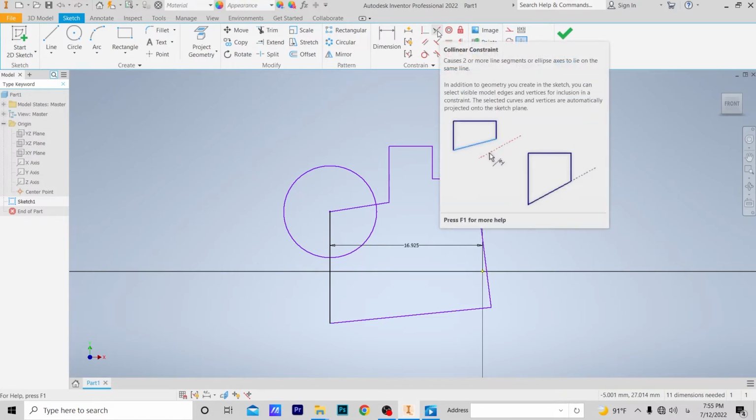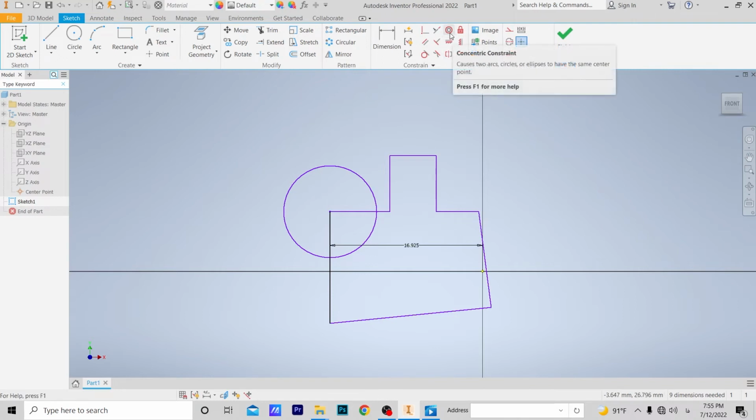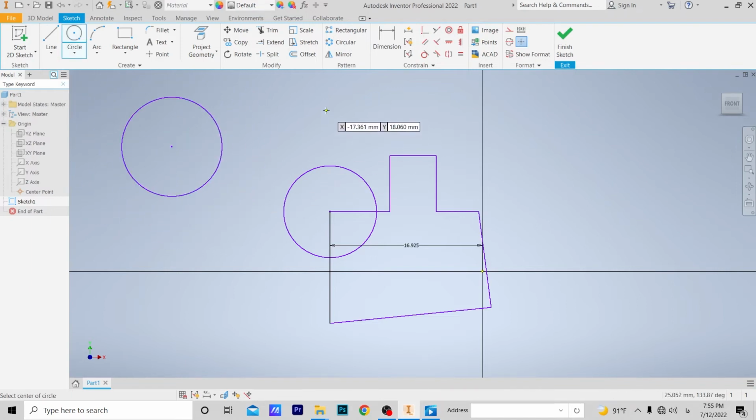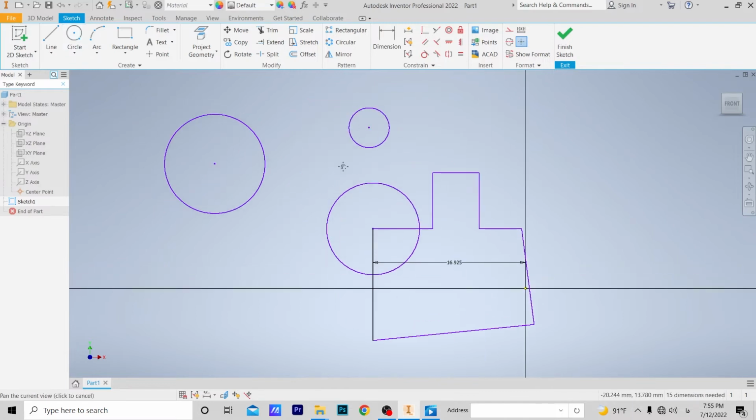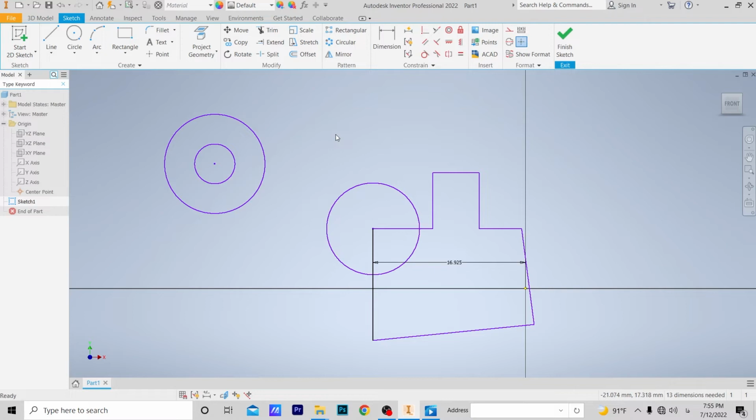By using this constraint, we can collinear two lines. Click on constraint and choose lines. Okay. We can see the other one is concentric. For example, we draw two circles, one small and one big, and we can concentric these two circles. They become together. It's so useful.